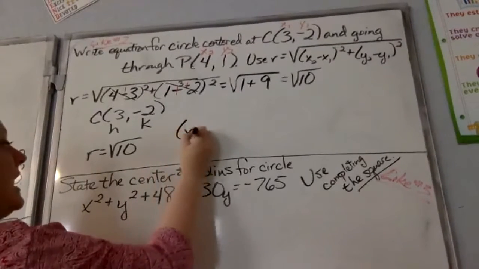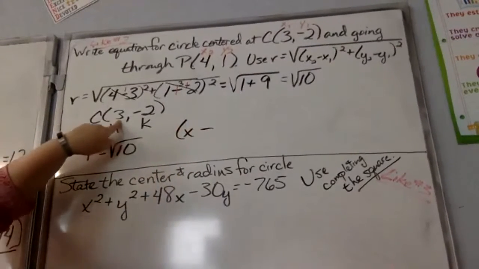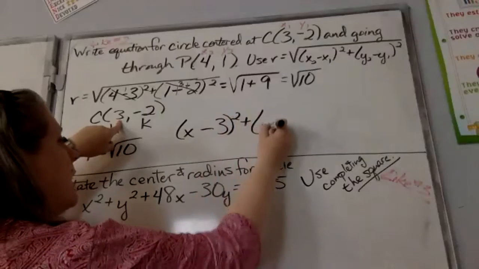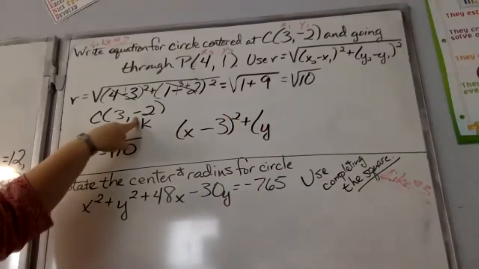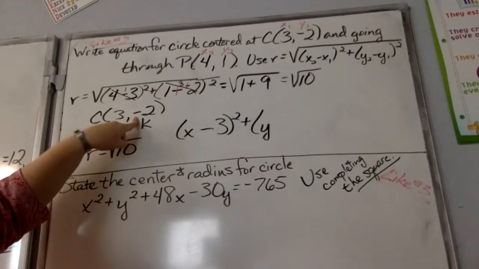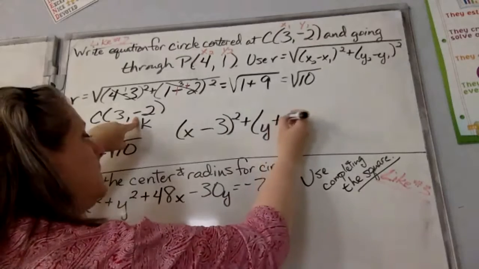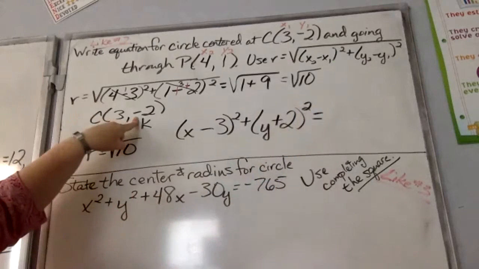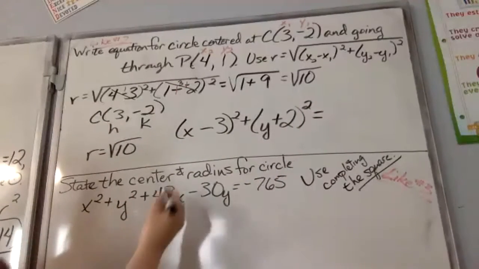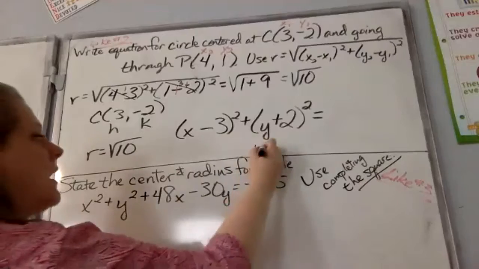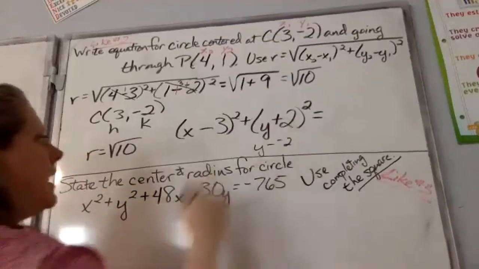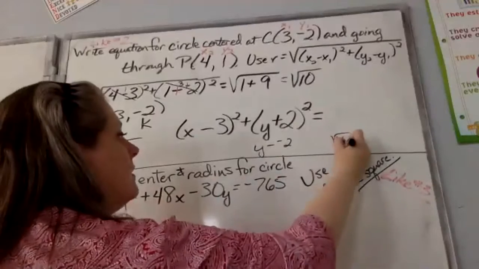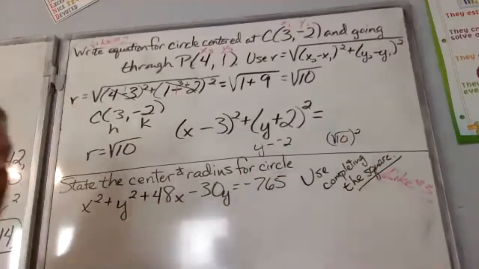You're going to have x minus 3 squared plus y minus -2. What's minus a negative make it? Positive. Squared. Because all I'm doing is plugging it in. X minus 3, this was y minus -2, so it made it plus 2. And then for this part, it's radius squared. So I have the square root of 10 squared.